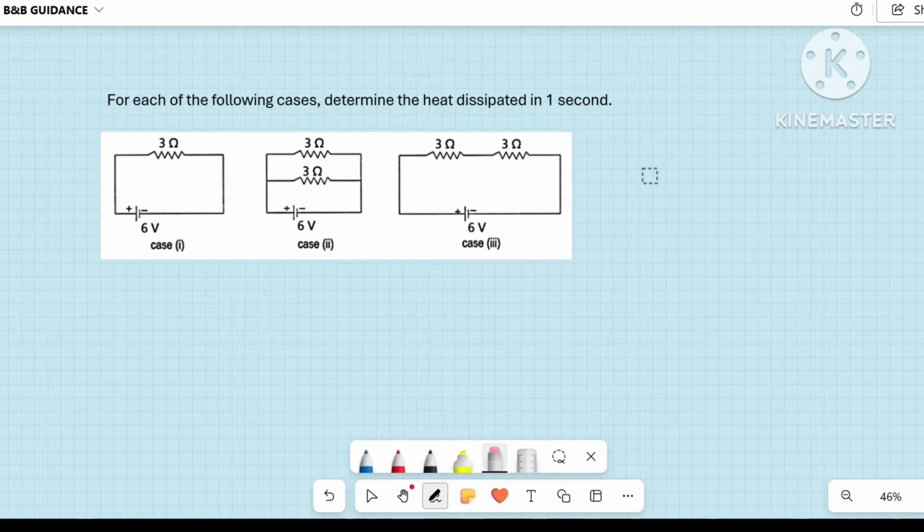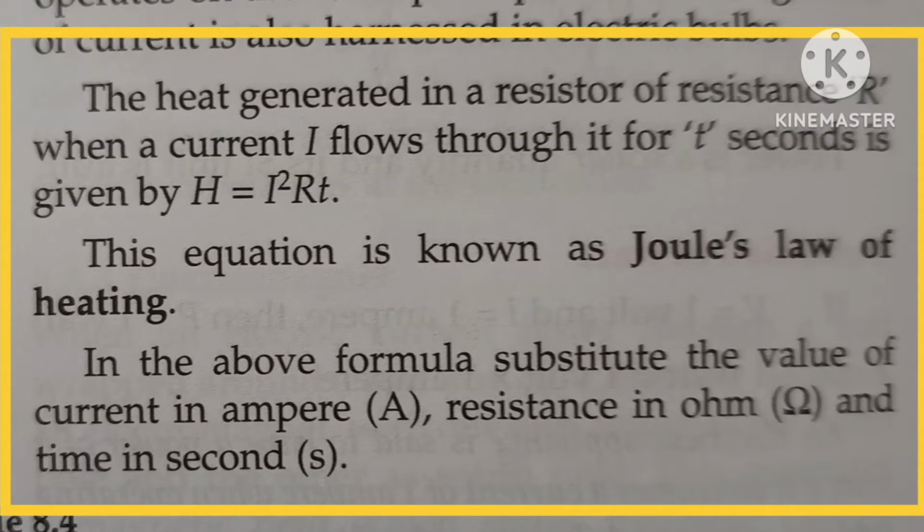Yes. Here the question is to find the heat dissipated in 1 second in each of the following circuits. So which formula comes to your mind? Perhaps that must be Joule's law of heating, which says heat produced when I ampere current flows through a resistance of R ohm in T seconds is given by H is equal to I squared RT.